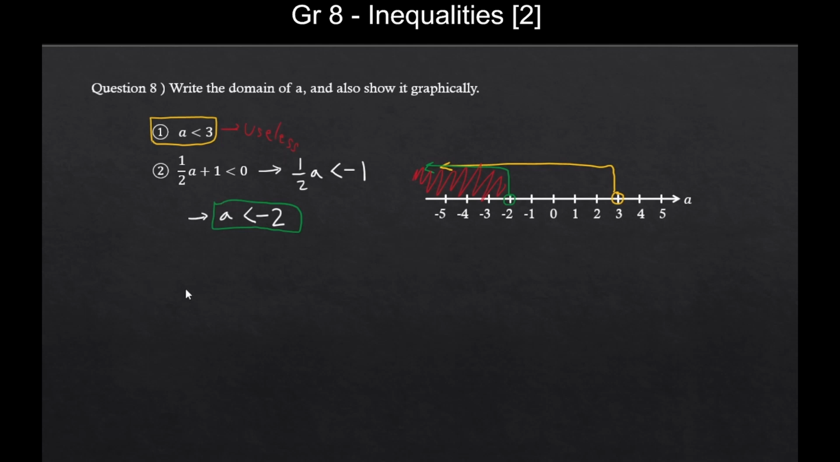So now let's write the domain. So we're going to introduce A, put a wall. A is smaller than negative 2, and that's it. We shouldn't even be mentioning A is smaller than 3.